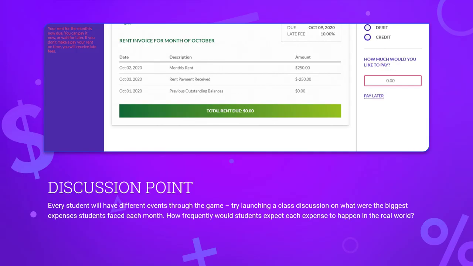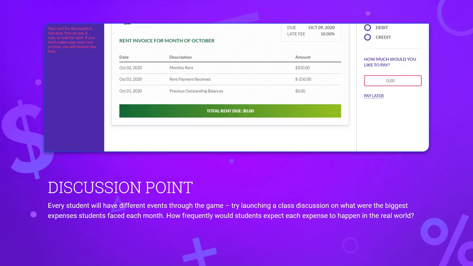So once the students actually start the game, there is an important discussion point to have with your class. Every student has different randomized life events that occur through the game. So the biggest class discussion you can have is about the different expenses that each student faces each month. One student is going to get an expense that all the other students didn't get. Use that as a launching point to have students talk about how often they expect these kinds of expenses to happen in the real world. How much would this actually impact you?